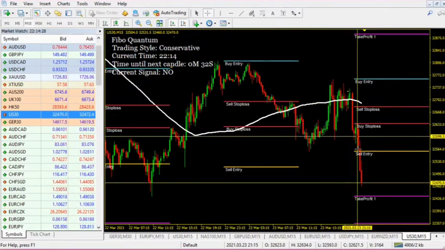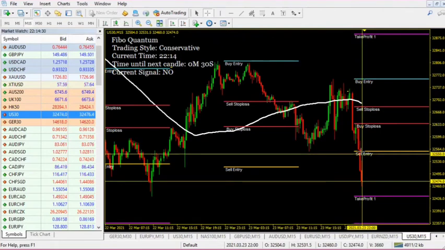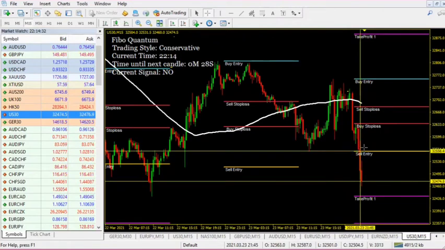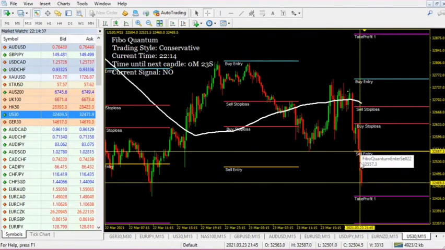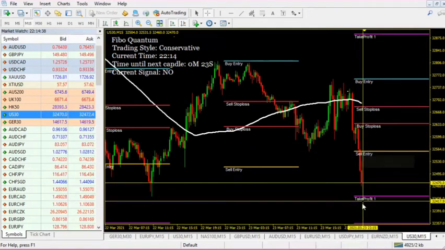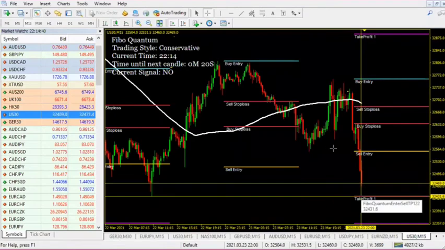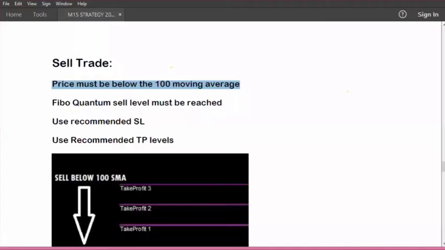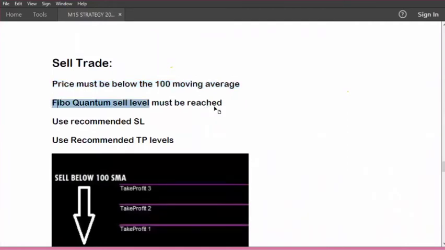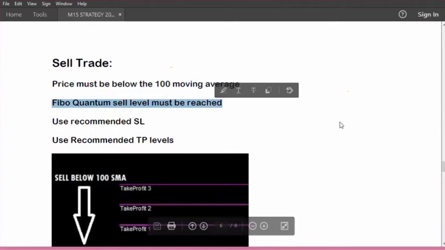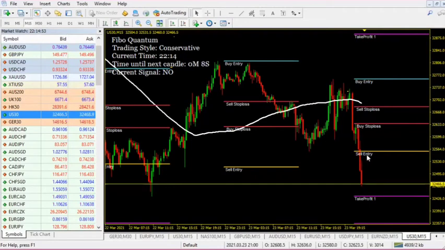And then as the market dropped, it triggered the sell entry right there. That's where you'd actually open up a sell. So if you're looking at this, you would have had a sell trade, and it's almost at TP1. As you can see, guys, the price was below the 100 and then the sell price was reached. There with the sell entry, that was where the trade was supposed to be opened for a sell.